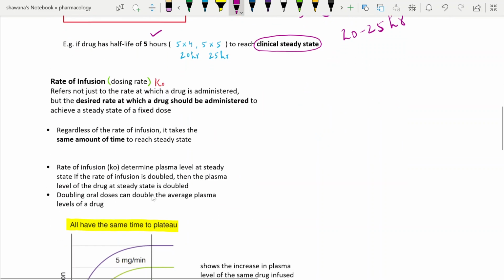What is the rate of infusion? Rate of infusion is also known as the dosing rate, okay, and it is the dose we are administering to maintain the steady state. So let's read that. It is the desired rate at which a drug should be administered to achieve a steady state of a fixed dose. Okay, it means the amount of the drug, the desired rate at which the drug should be administered to achieve a clinical steady state.